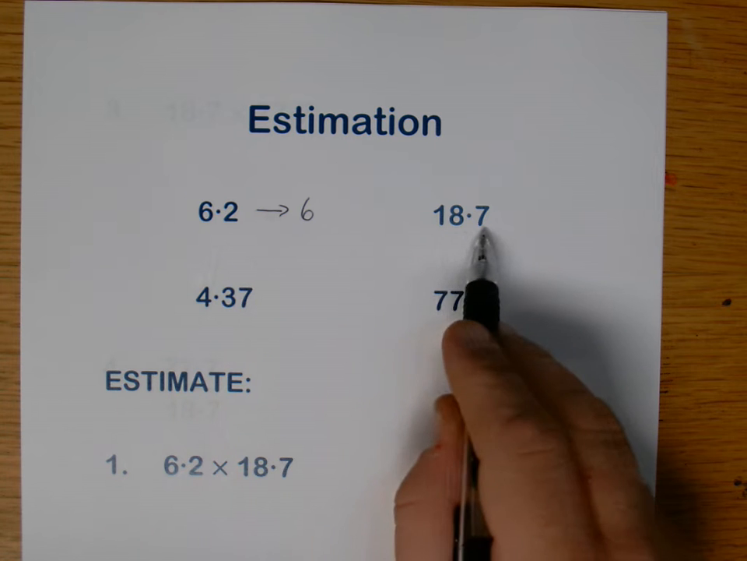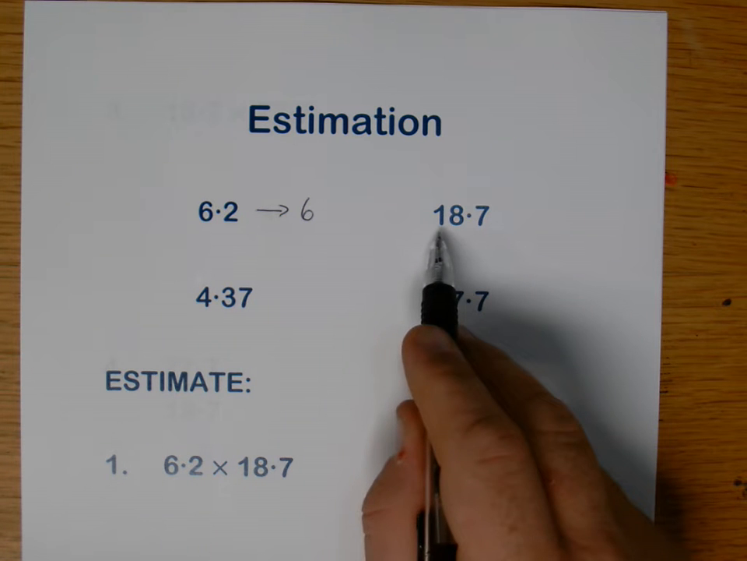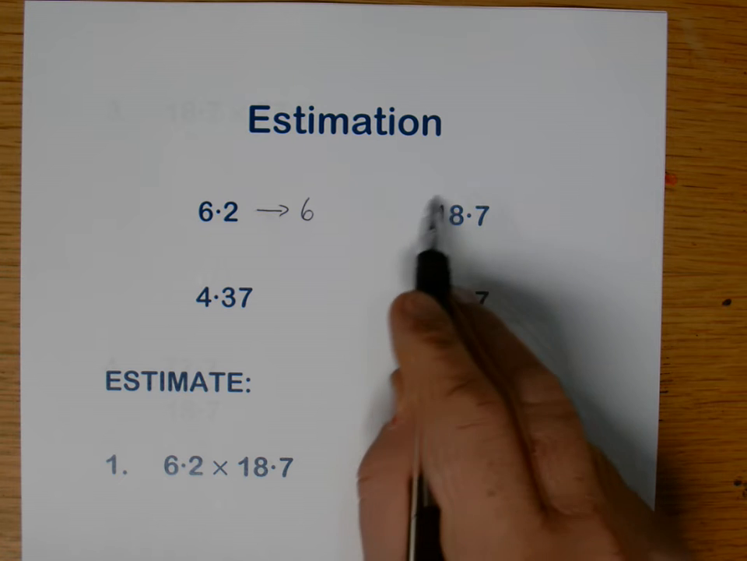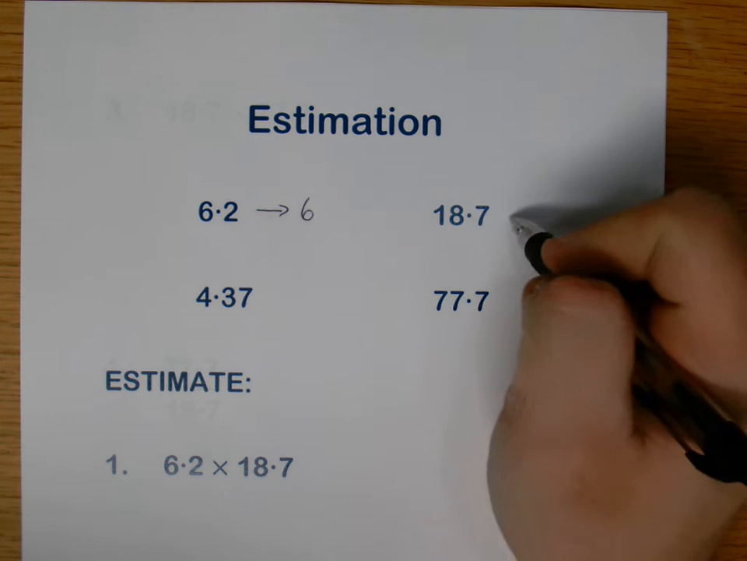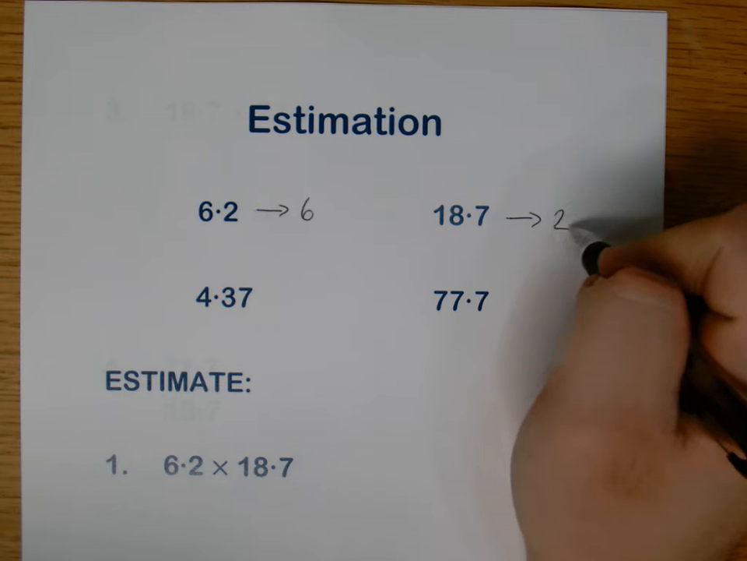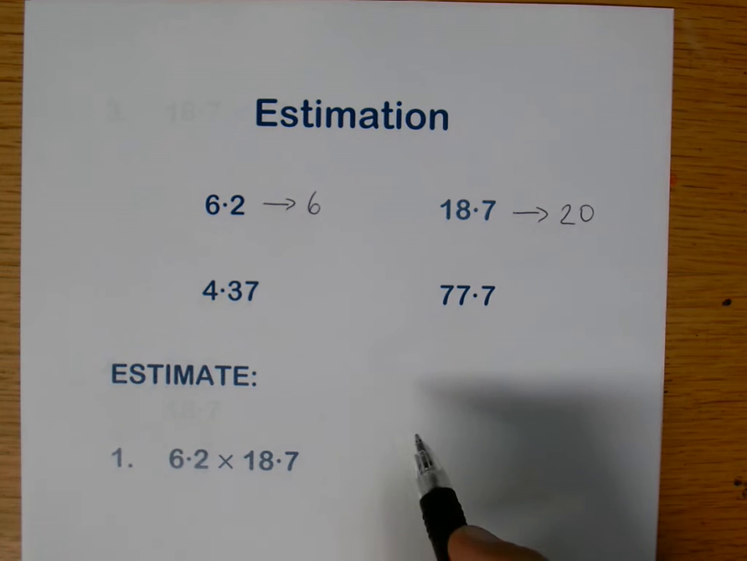When it comes to 18.7, because the highest digit is in the tens column, we'll perhaps round this to the nearest 10. So 18.7 will round to 20, because that's closer to 20 than it is to 10.